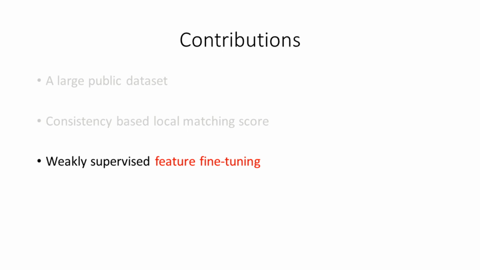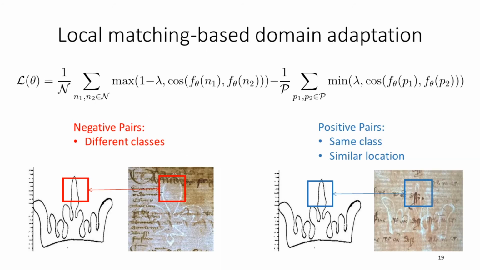To further improve the performance on the cross-domain setting, we propose a weakly supervised feature fine-tuning strategy. Our idea is to form some positive and negative pairs, then train the following triplet loss. The goal of the triplet loss is to push the positive pair to have larger similarity while reducing the similarity between the negative pair. Here, f theta is a feature extractor with parameter theta, which is the network pre-trained on the classification dataset. So the next question is how to get the training data.